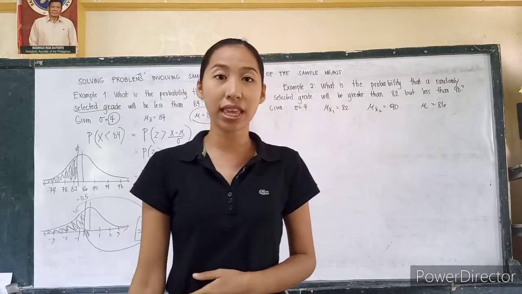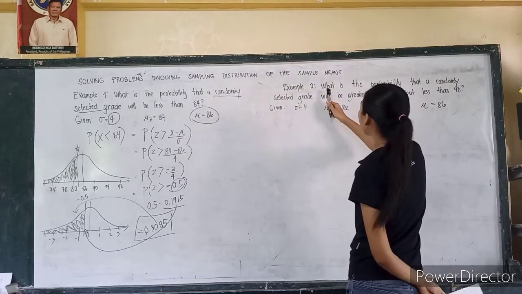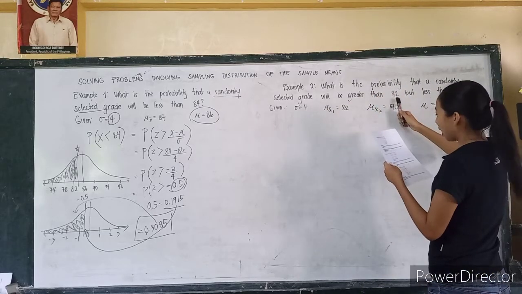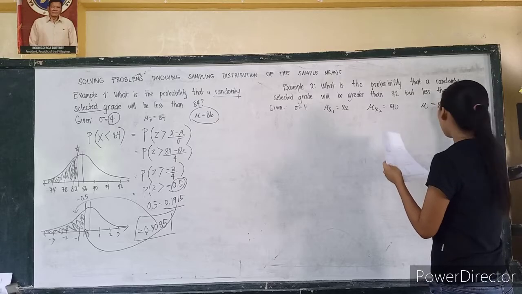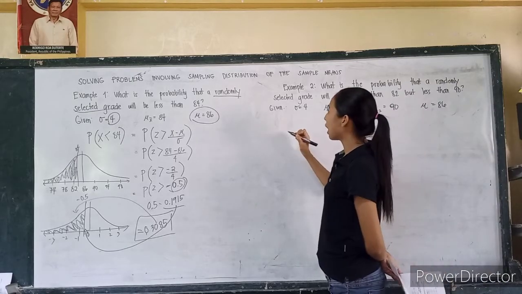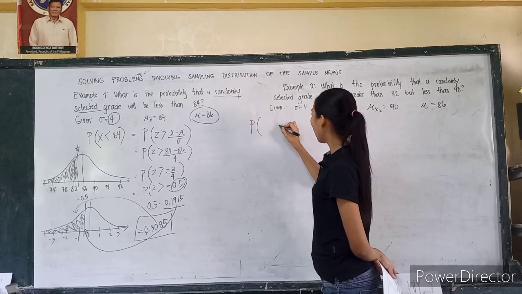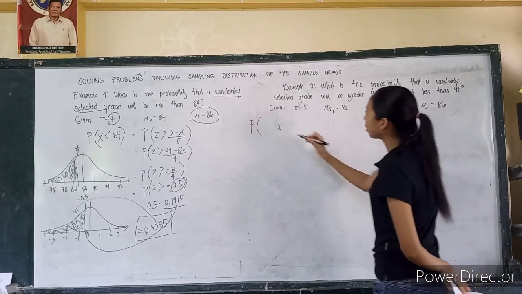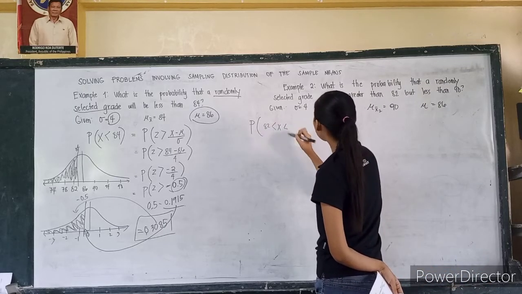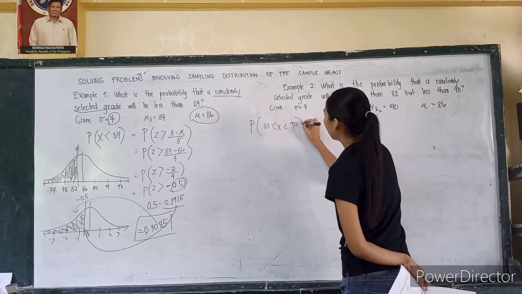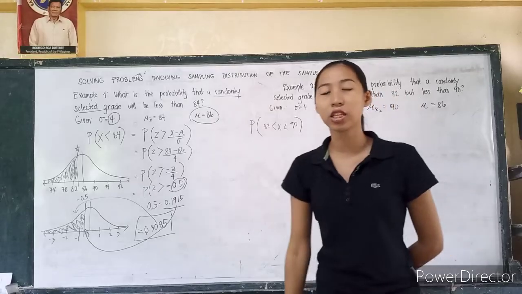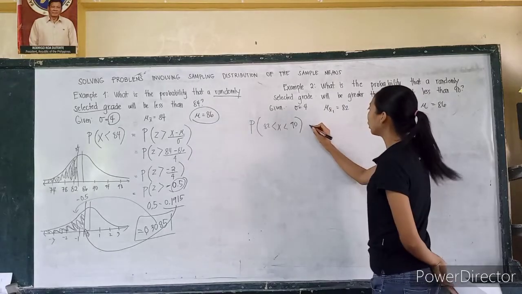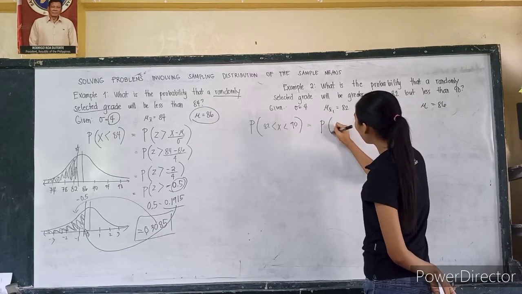Now, let us proceed with example number 2 directly. The question is, what is the probability that a randomly selected grade will be greater than 82 but less than 90? That means this probability notation is in between.